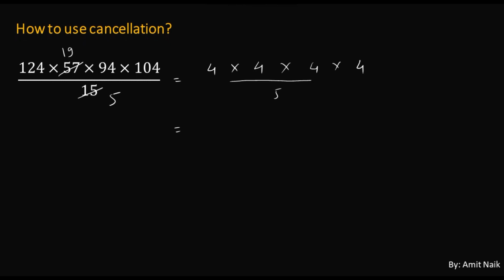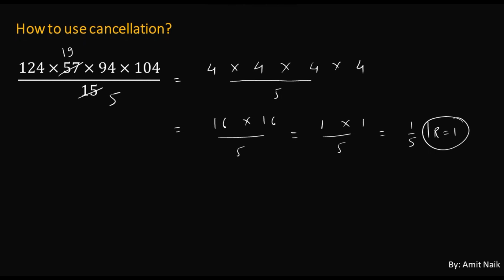So instead of finding 4 to the power 4, I can again make some groups. 4 into 4 is 16 here. 4 into 4 is 16 there. Divide by 5. So 16 by 5, the remainder is 1, right? 16 by 5, the remainder is 1. So 1 into 1 is again 1. So 1 divided by 5, the remainder is 1. I hope this was not fast. You should be able to understand these steps by now.